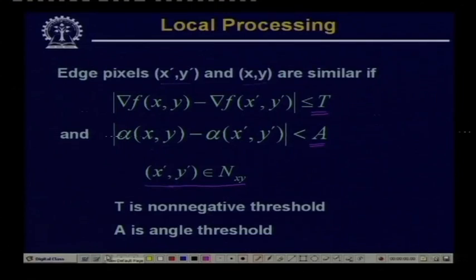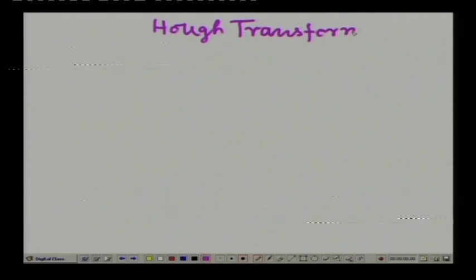What we have to go for is the global processing technique, and the global processing technique that we will discuss today is called the Hough transform. So, what is this Hough transform? The Hough transform is a mapping from the spatial domain to a parameter space.